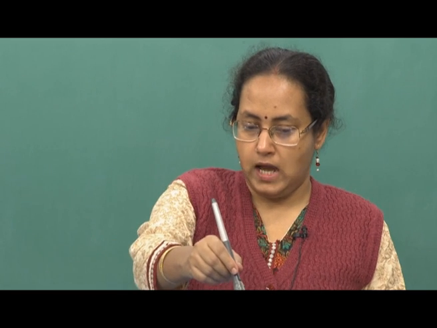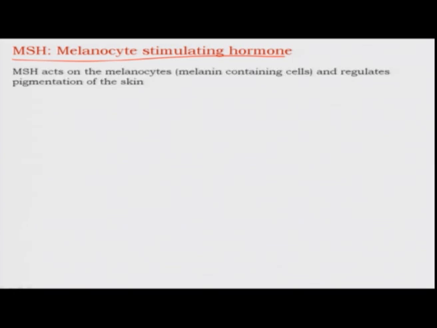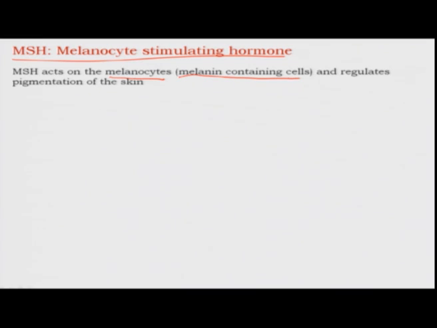Now, we are still missing some more hormones which are secreted by the intermediate part of the anterior pituitary. This is called melanocyte stimulating hormone, which acts on melanocytes. What are melanocytes? These are skin cells that produce the pigment. The color of your skin is determined by how many melanin containing cells you have and how much melanin they have in them. This is stimulated by MSH, and this regulates the pigmentation of the skin.